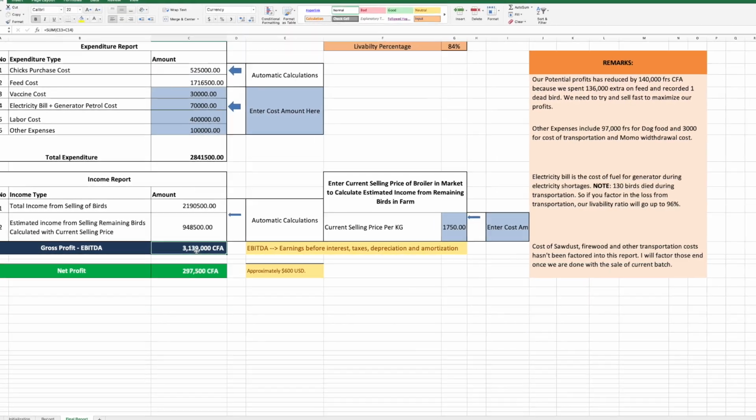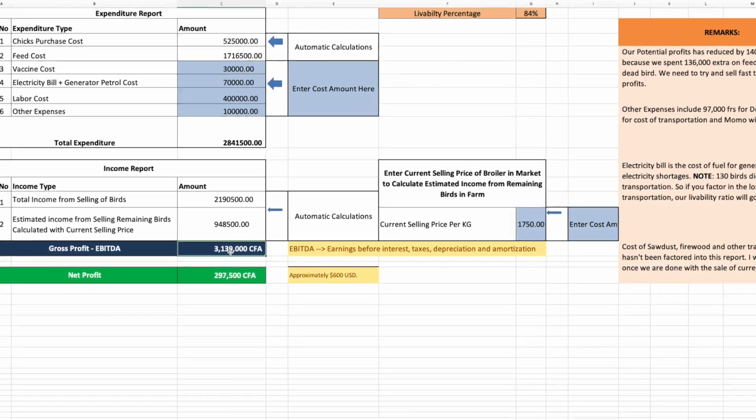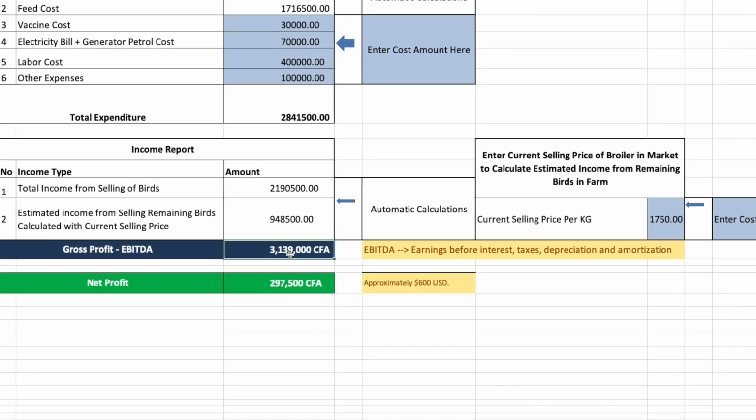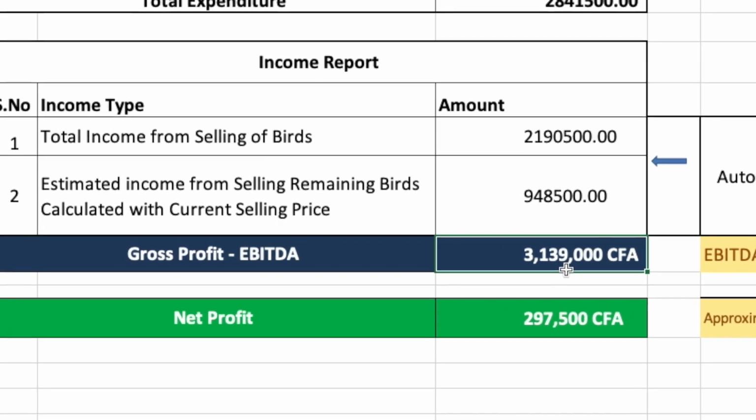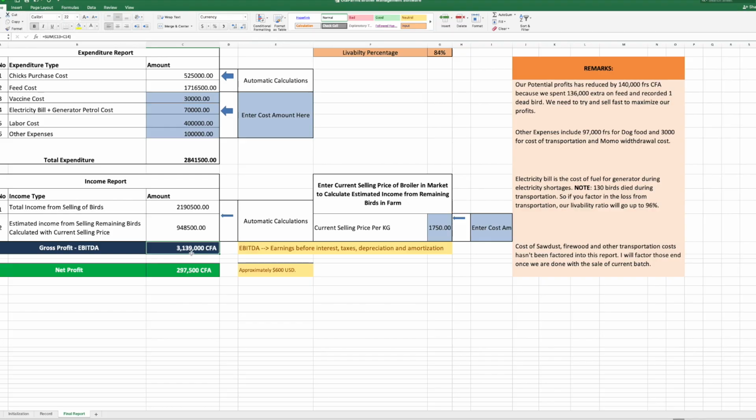Once everything was sold, the total income from the sales of our birds was approximately 3.1 million. That is gross profit, the earnings before. EBITDA actually stands for earnings before interest, taxes, depreciation, and amortization, because even though you've captured all the total expenditure, it doesn't mean that this is all your total expenditure.